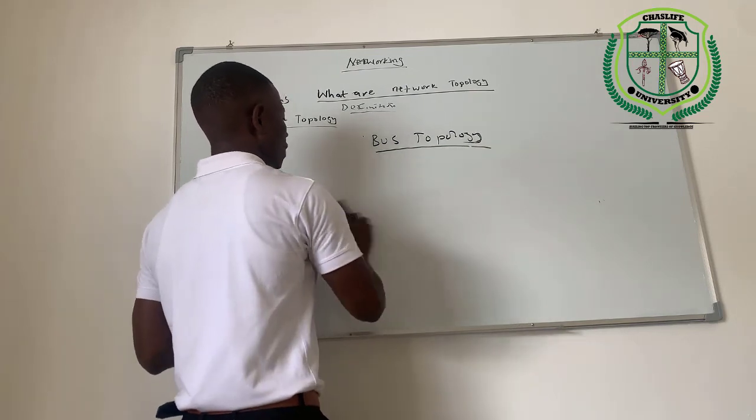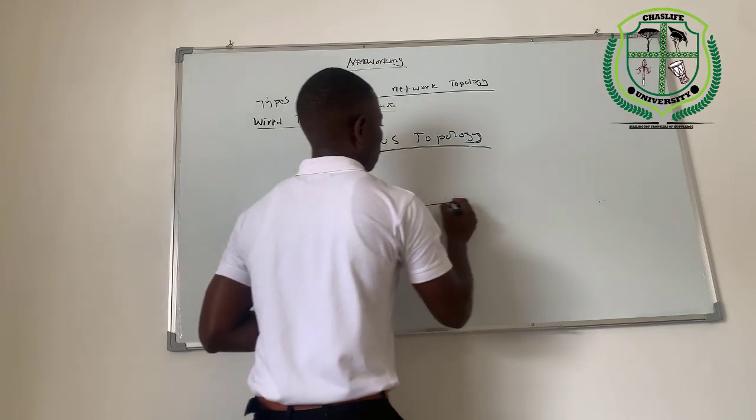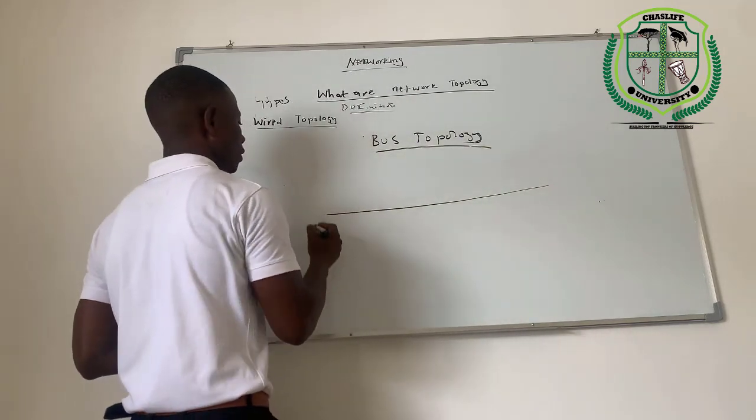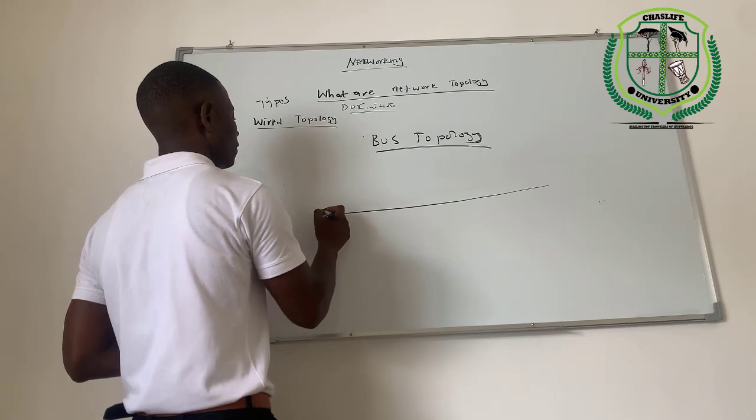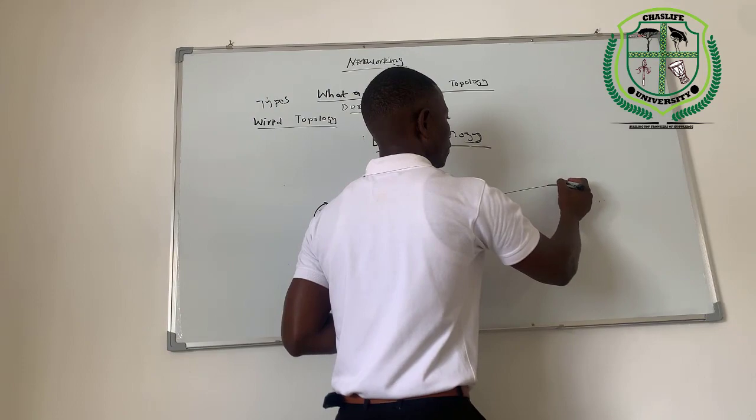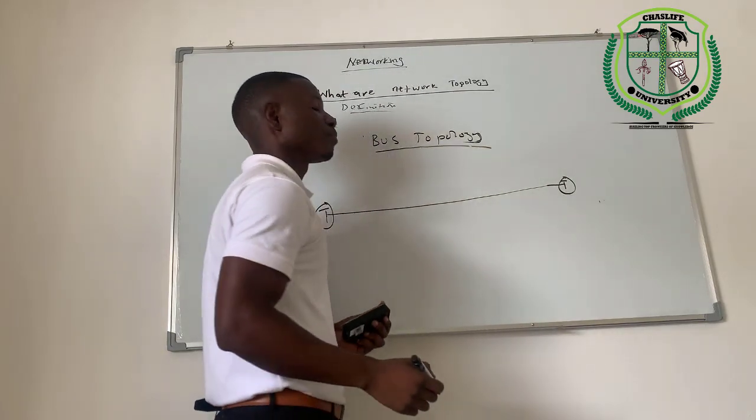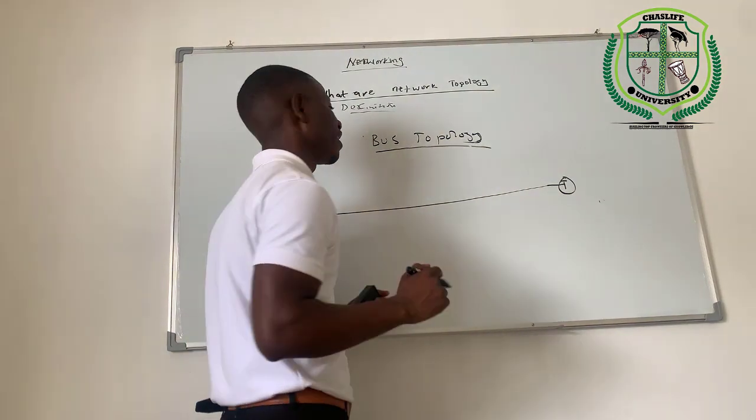Let's try to show something that will look neat and straight. So we're looking at bus topology, and at the far end here we have the terminals. Remember, the bus topology has terminals at the end.